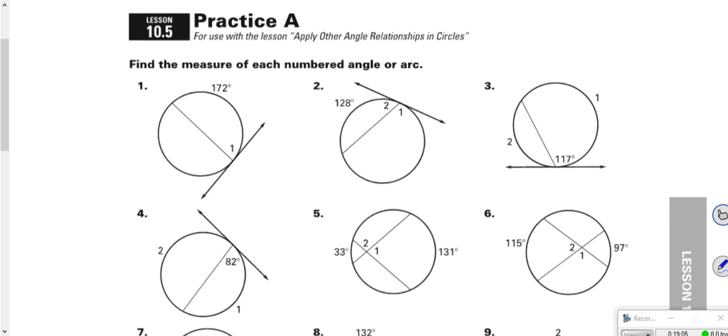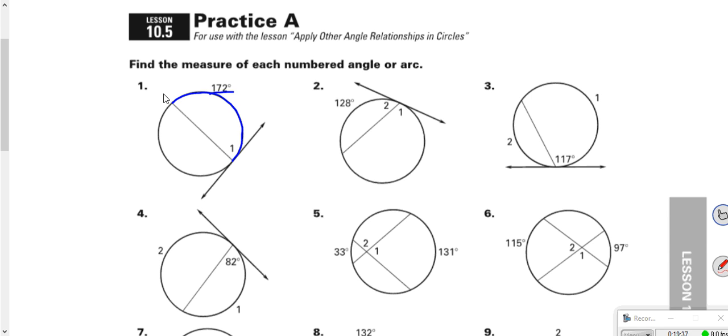So here's our practice A. I'm just going to randomly do some here and there. Number 1, find the measure of each numbered angle or arc. Remember, our first theorem for this section was that if a tangent and a chord intersect at a point on the circle, then the measure of the angle formed is half the measure of its intercepted arc. So this 172 on number 1 is the measure of the arc.